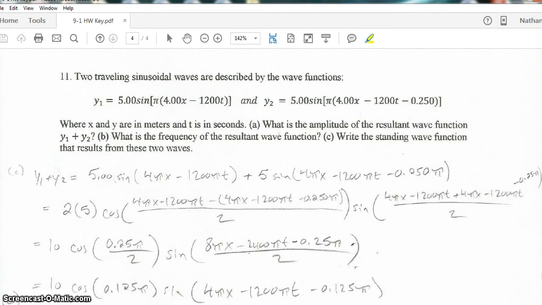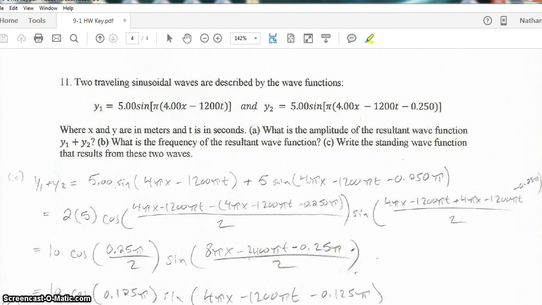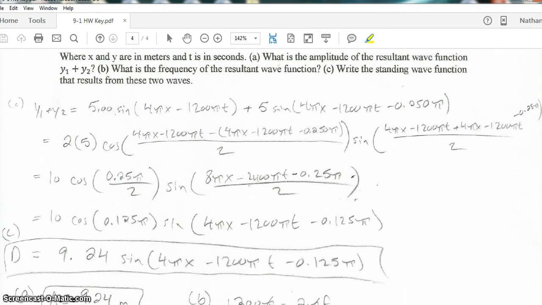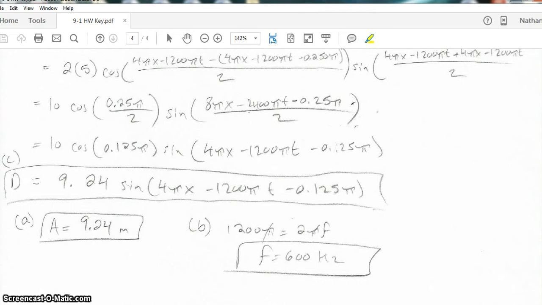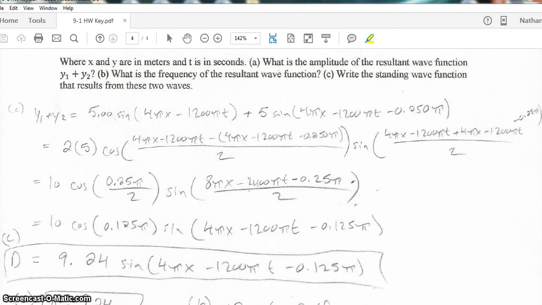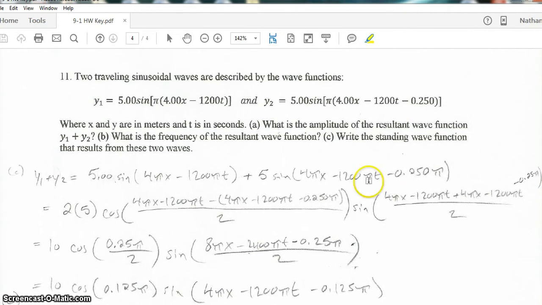Question 11, however, is a little bit trickier, right? I'll go ahead and scroll down, so if you want to check your answers, if you've already got those answers and you're confident with them, feel free to stop, but I will offer some explanation as to my work here as well. But anyway, they give us two functions again, right? The difference this time is they want us to ultimately write the standing wave function that results from the two waves. So that's actually the part I did first.